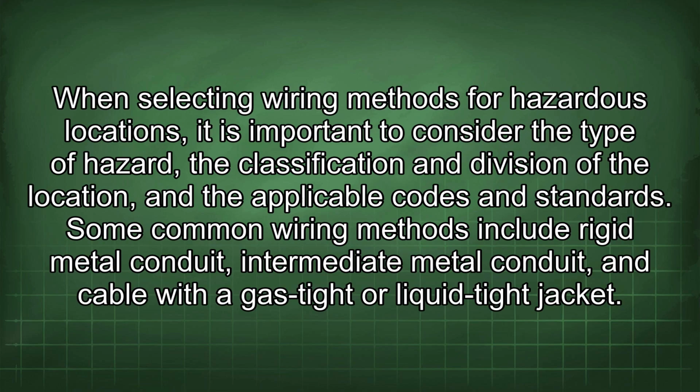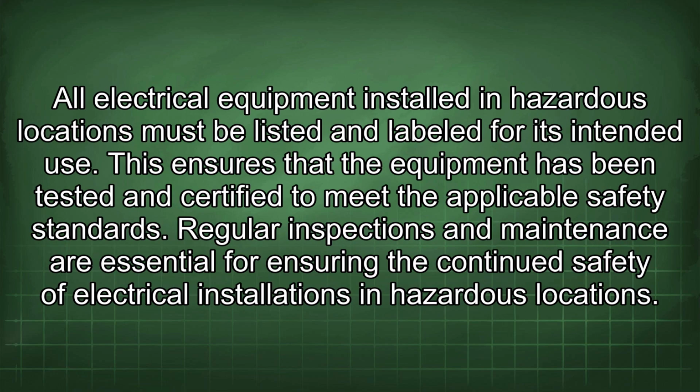When selecting wiring methods for hazardous locations, it is important to consider the type of hazard, the classification and division of the location, and the applicable codes and standards. Some common wiring methods include rigid metal conduit, intermediate metal conduit, and cable with a gas-tight or liquid-tight jacket. All electrical equipment installed in hazardous locations must be listed and labeled for its intended use. This ensures that the equipment has been tested and certified to meet the applicable safety standards.